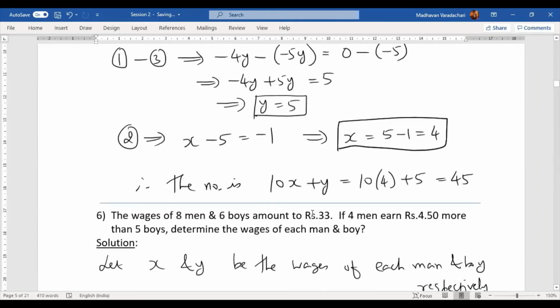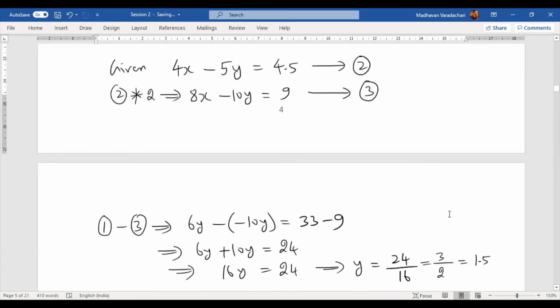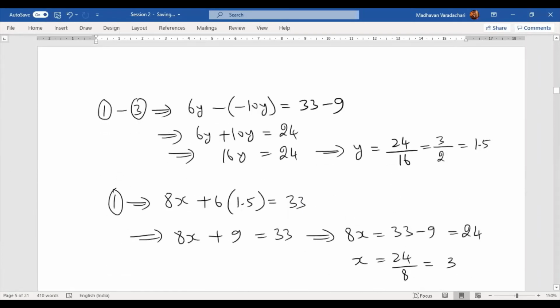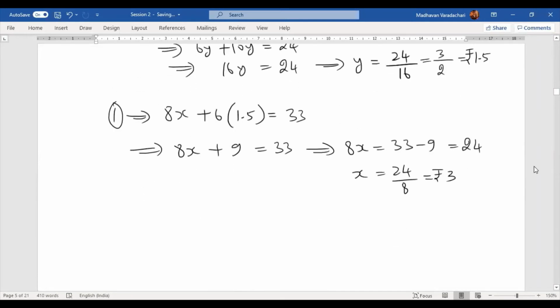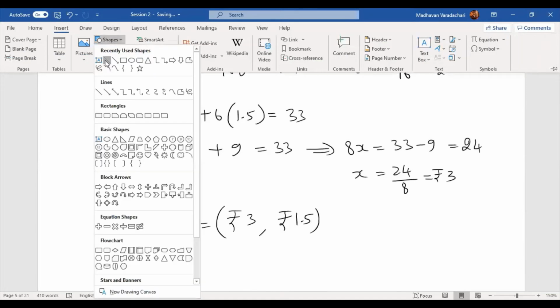The question has given everything in rupees, and we know these are wages. So I have to consider y as well as x as rupees. This is rupees. This is also rupees. x and y is the one which you are interested in finding. You found out that x comma y is rupees 3 comma rupees 1.5. So that will be the solution for this particular problem.